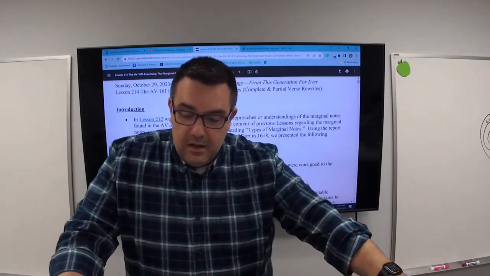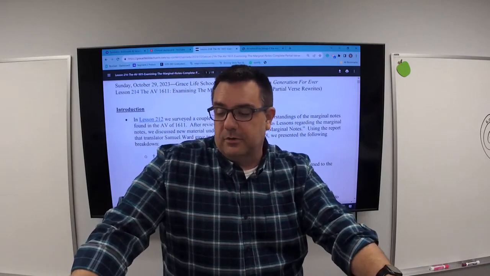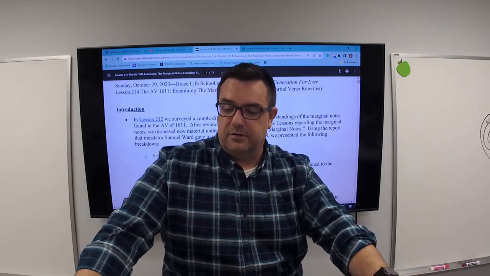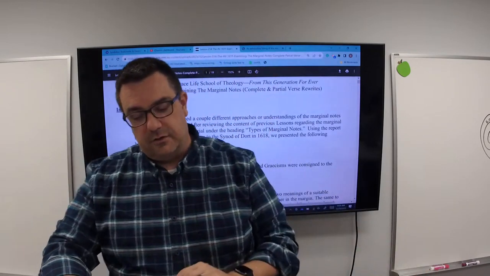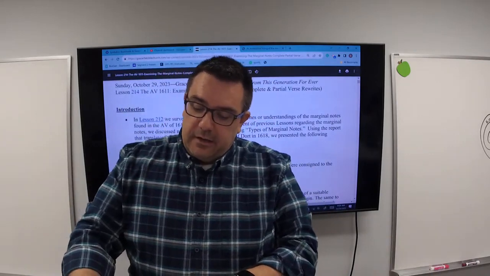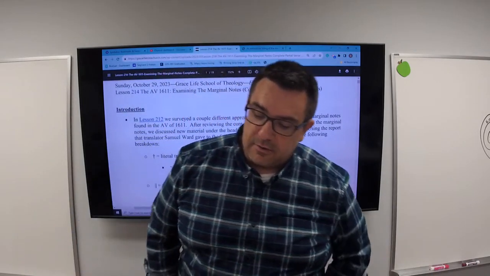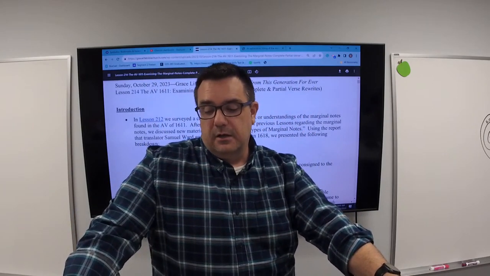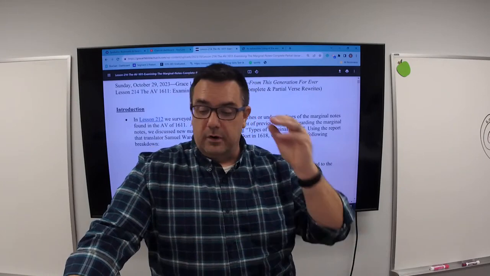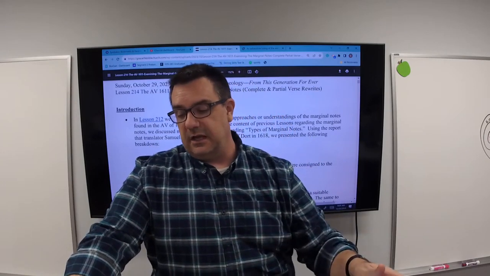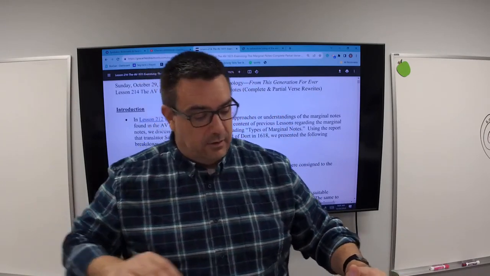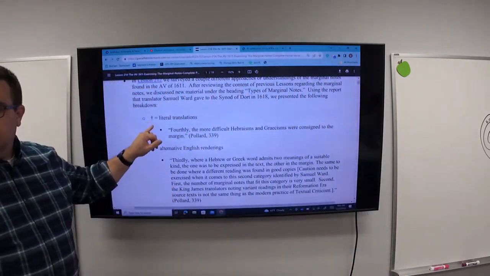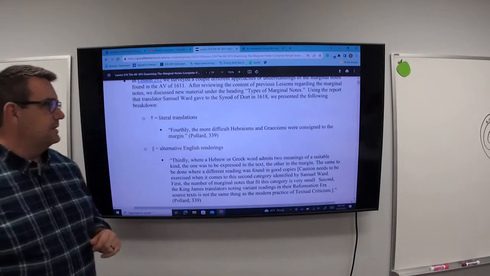So the introduction. In Lesson 212, we surveyed a couple of different approaches or understandings of the marginal notes found in the Authorized Version of 1611. After reviewing the content of previous lessons regarding the marginal notes, we discussed new material under the heading Types of Marginal Notes. Using the report translator Samuel Ward gave to the Synod of Dort in 1618, we presented the following breakdown. Number one, you have the dagger symbol, and this equals literal translations.